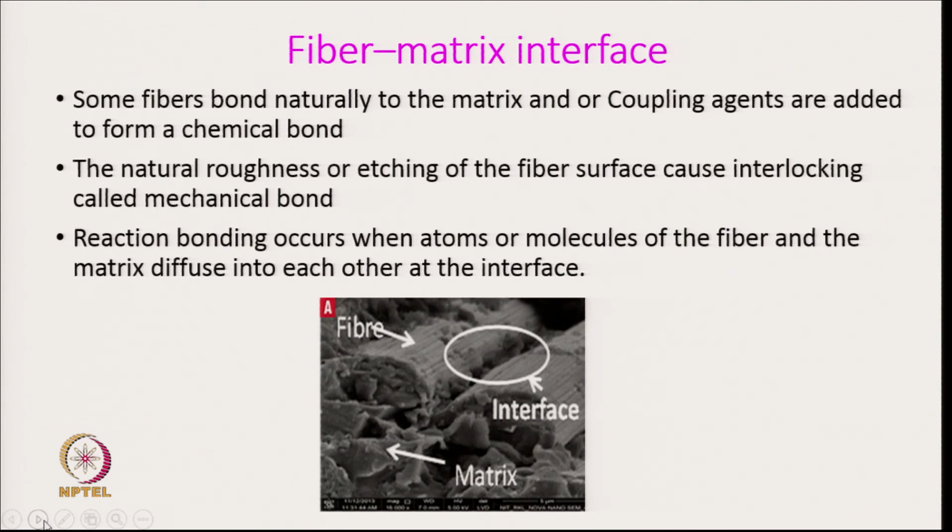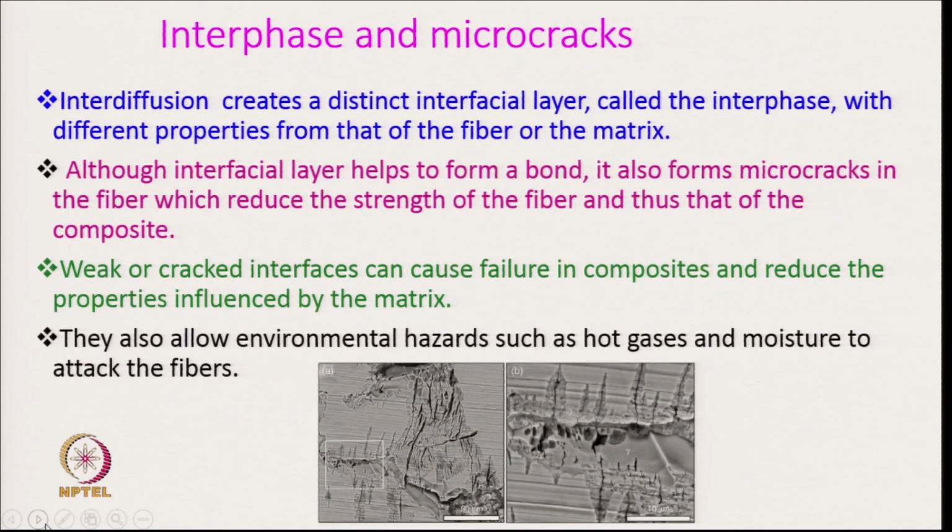As you can see here in this ACM image, the interdiffusion creates a distinct interfacial layer, called the interface, with different properties from those of the fiber or the matrix. Although interfacial layers help to form a bond, they also form micro cracks in the fiber, which reduce the strength of the fiber and thus that of the composite, because the fiber, the reinforcement, could be responsible for as much as 90% of the total composite strength.